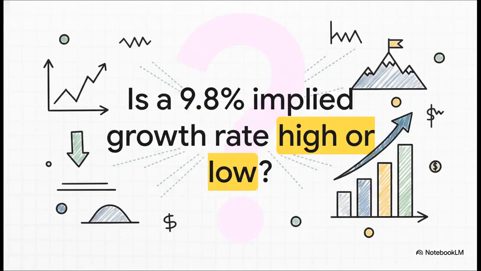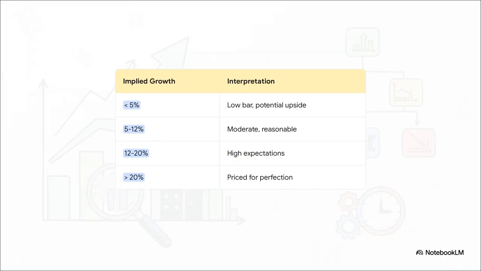But, of course, that leads to the very next logical question. Okay, we've got a number, 9.8%. But is that a high bar, a low bar? How do we even begin to put a number like that into context? Well, this simple framework is a huge help. If you see a growth rate under 5%, that tells you the market is pretty pessimistic. It's a low hurdle for the company to clear.